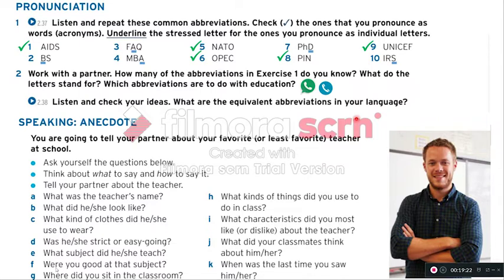Alright? Now that you have listened to the audio, they ask us what are the equivalent abbreviations in your language. So in your notebook, please write these abbreviations, but the way you will say them in Spanish.